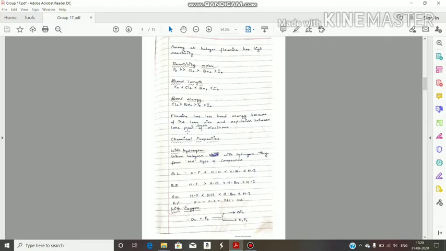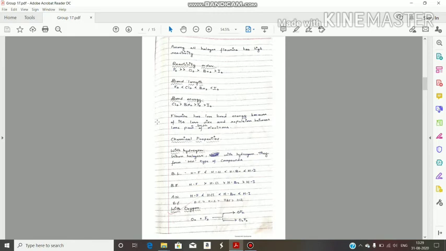Because in F2, two fluorine atoms are there, and their bond length is very less. Each fluorine having lone pair of electrons. Between the lone pair of one fluorine and the lone pair of another fluorine atom, repulsions occur. Because of repulsions, those two fluorine atoms are far apart from each other. So automatically bond energy will be less. So fluorine having less bond energy compared to chlorine.